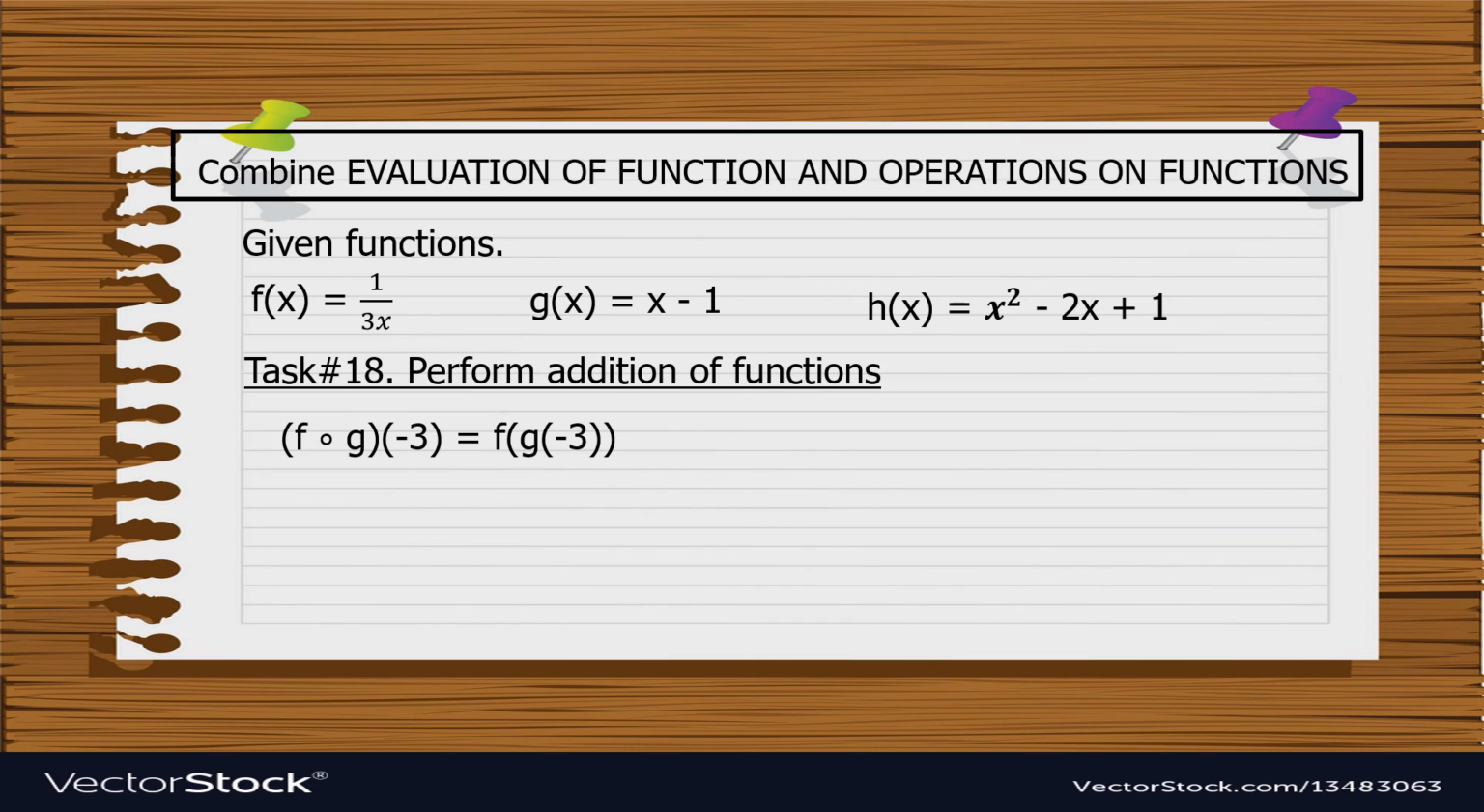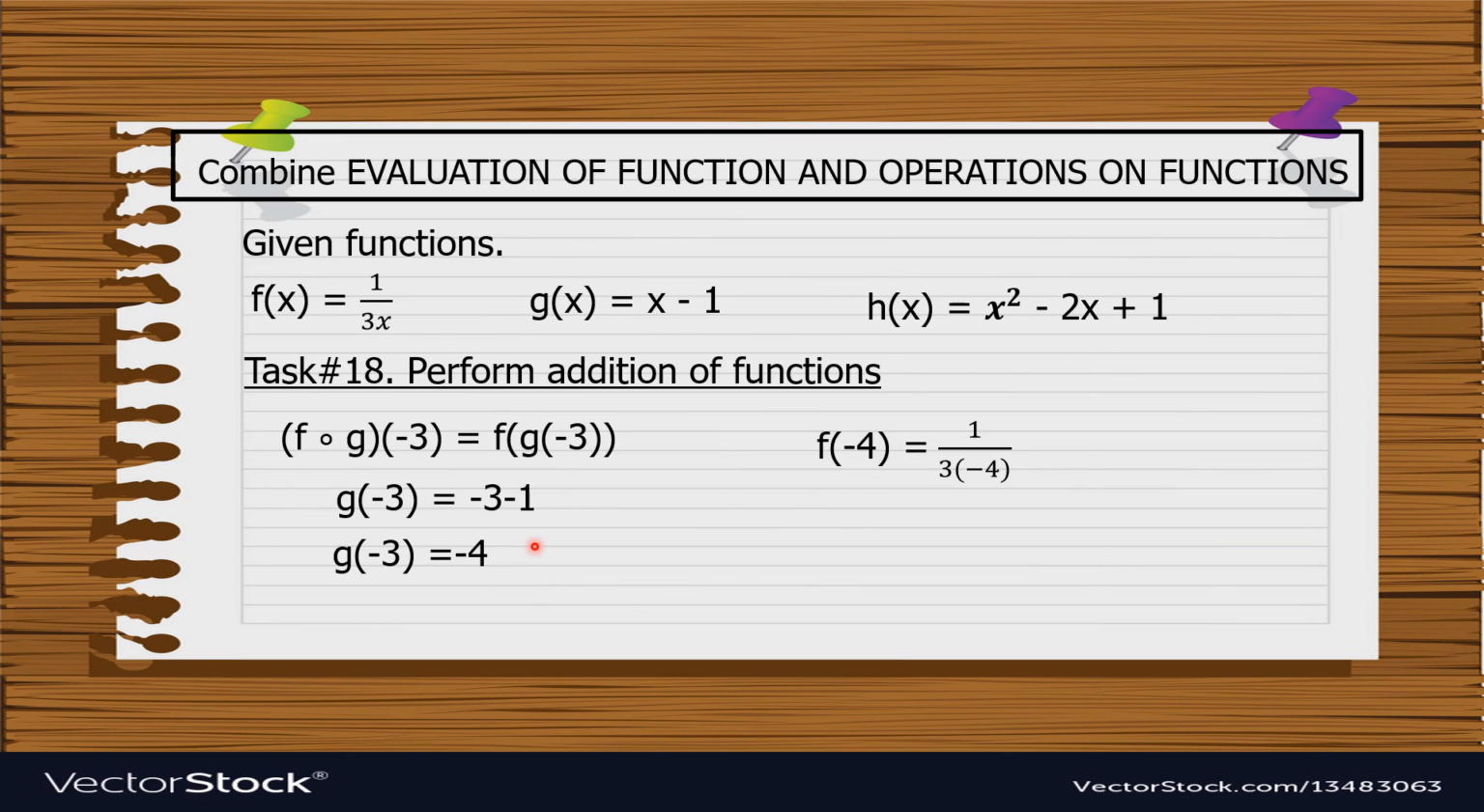For your task number 18, find f composed with g of negative 3. And we know that it is equivalent to f of g of negative 3. So for this problem, you need to first evaluate g at negative 3. So g of x equals x minus 1. Replace x by negative 3. It is g of negative 3 equals negative 3 minus 1. And that is equivalent to g of negative 3 equals negative 4.